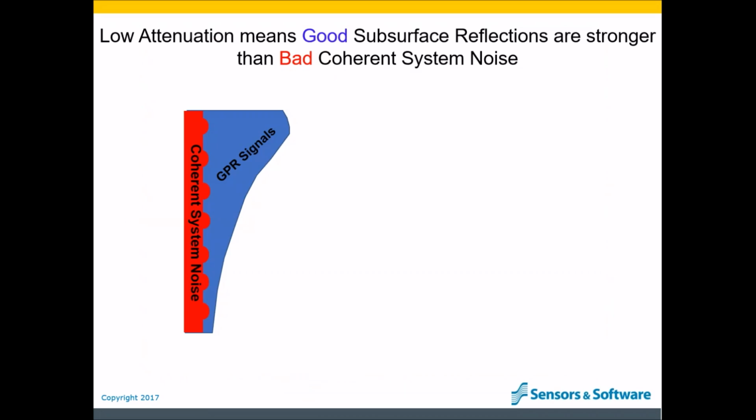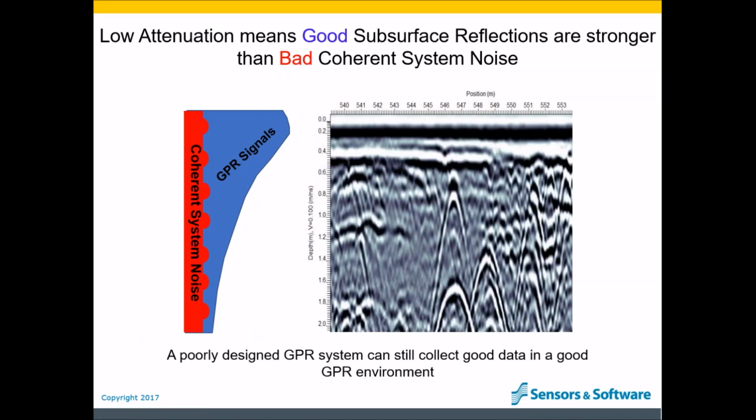Coherent system noise, shown here in red, is usually very weak and buried in the GPR signals shown in blue. So if the survey site is favorable for GPR with low electrical conductivity, like sandy sites tend to be, the GPR reflections are much stronger than the coherent system noise, and you don't see it. Even a poorly designed GPR system can collect good data in a good environment.